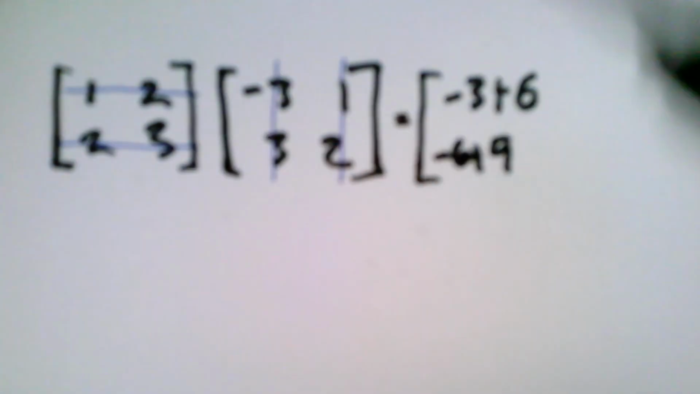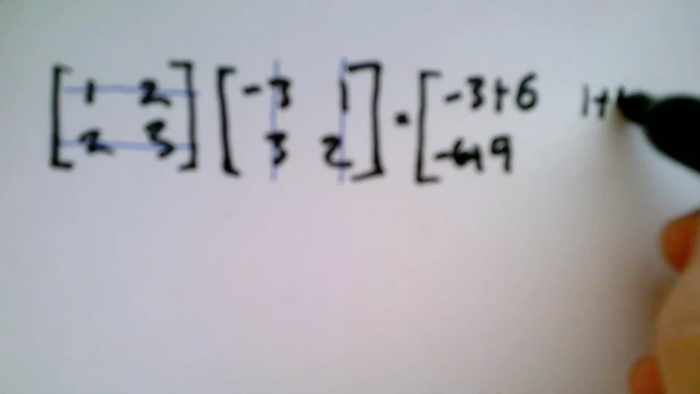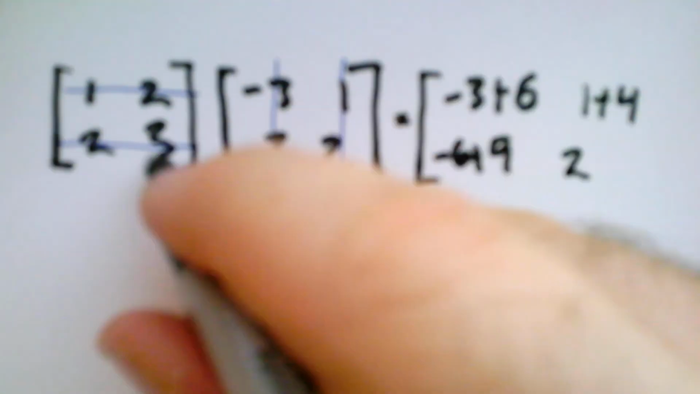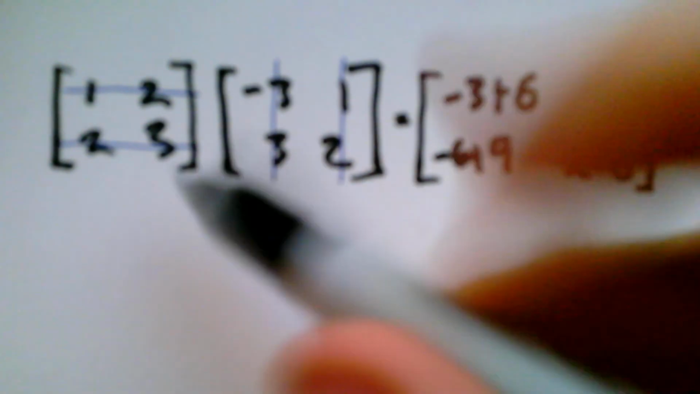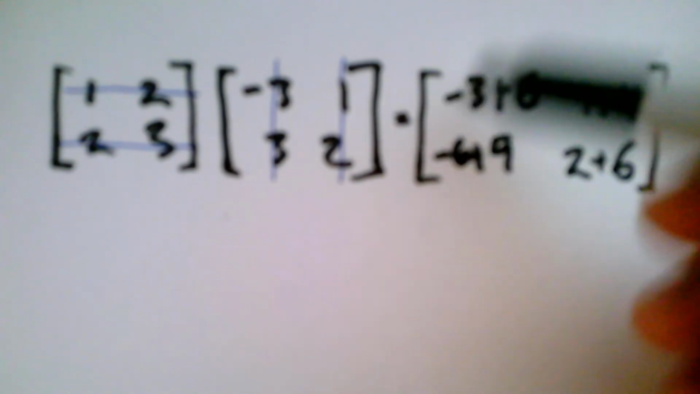Then we go to the first row, second column. 1 times 1 is 1. 2 times 2 is 4. 2 times 1 is 2. 3 times 2 is 6. We have now run out of all combinations of these rows with those columns and put them accordingly.